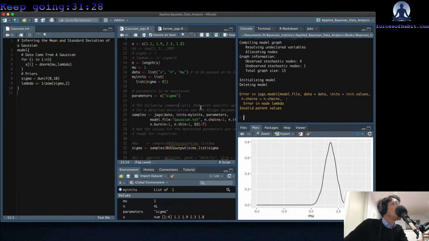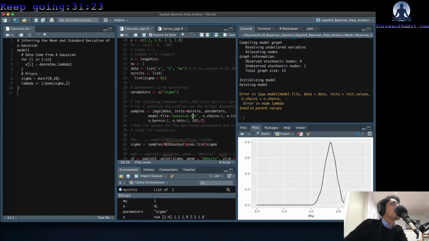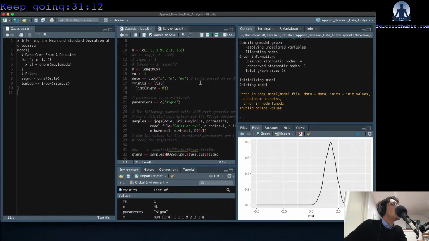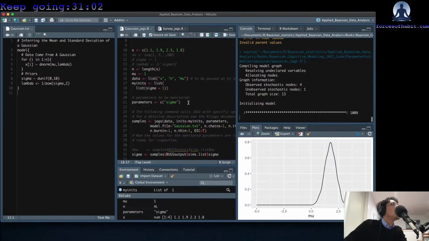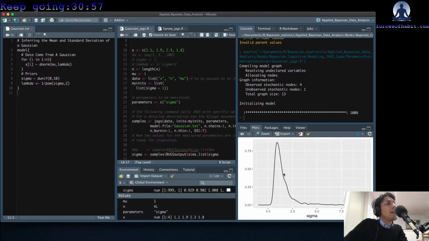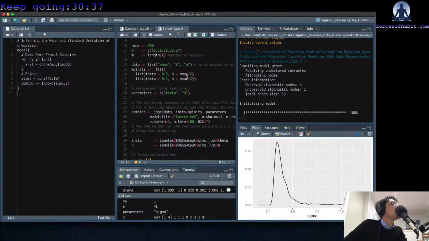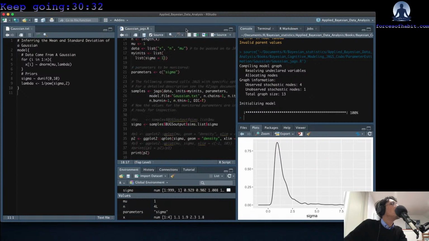So I got an error. So the issue was the value I initiated for my chain, it couldn't be zero. Don't know why. One worked. Yeah, one worked. There we go. So we've estimated sigma, and we know the mean.